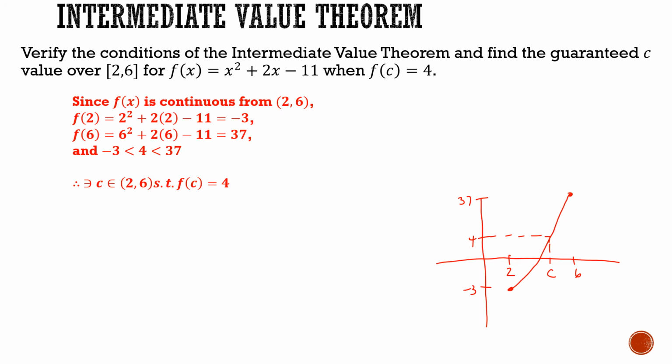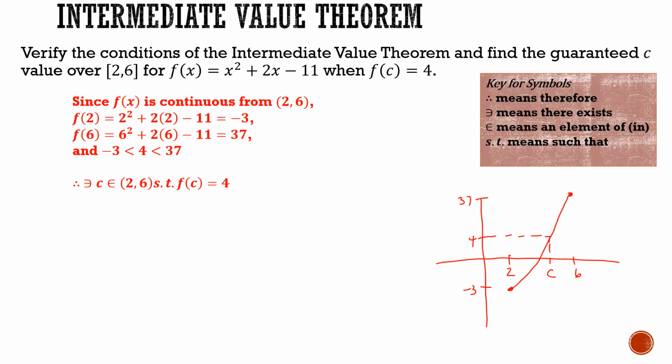All right, so I know I just gave you a lot of symbols, a lot of notation. Those notations are acceptable on the AP exam. So let me give you a little key of the symbols. Again, the 3 dots means therefore, the backwards E means there exists, the forward E means like an element of or in, and then ST means such that.